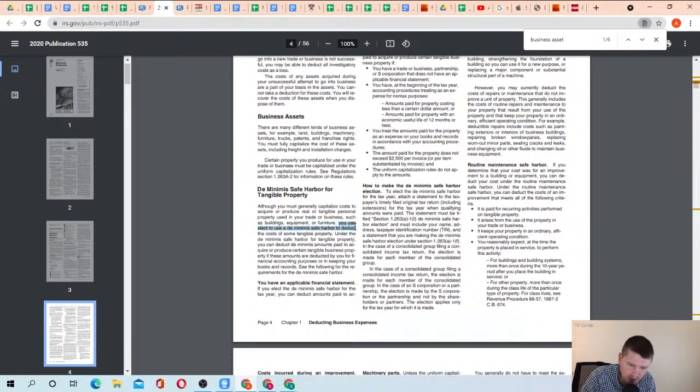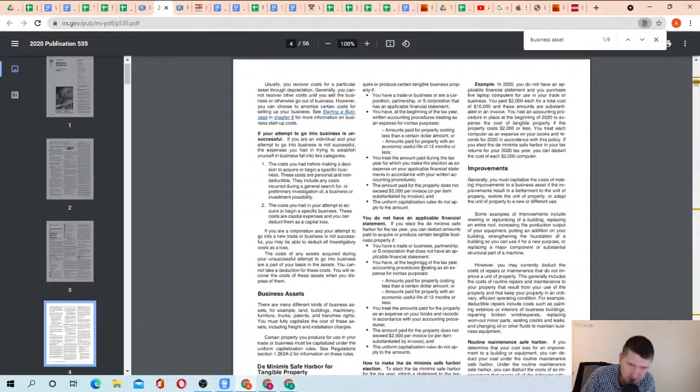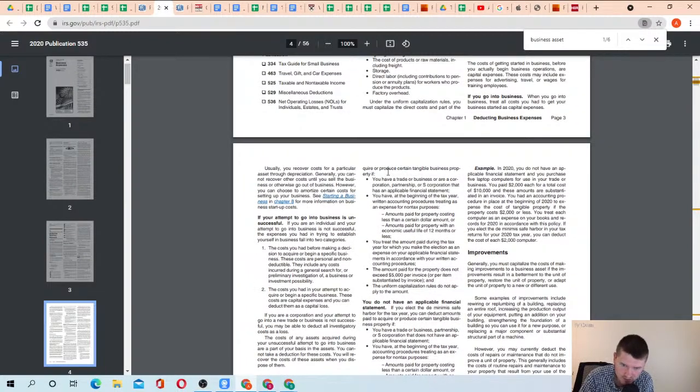They say that you can elect to use a de minimis safe harbor to deduct the cost of some tangible property. Under the rule, you can deduct the de minimis amount paid to acquire or produce certain tangible business property if these amounts are deductible by you for financial accounting purposes or in keeping your books and records. See the following for the requirements. You have an applicable financial statement. If you elect the de minimis safe harbor for the tax year, you can deduct amounts paid to acquire or produce certain tangible business property.